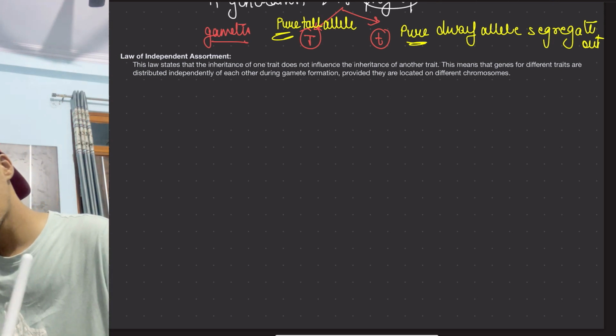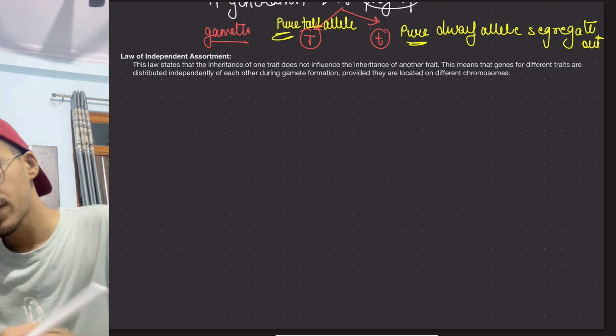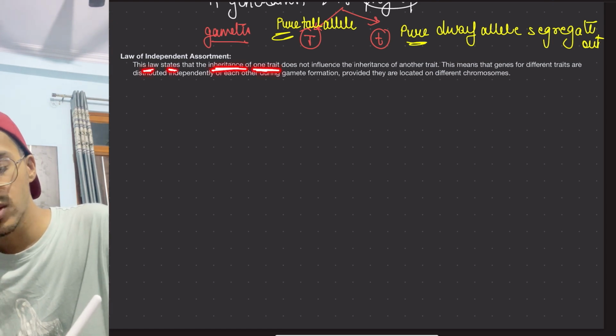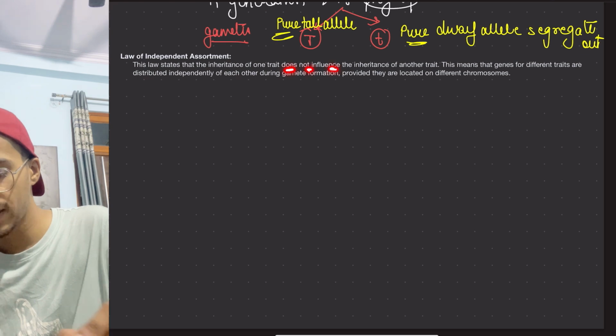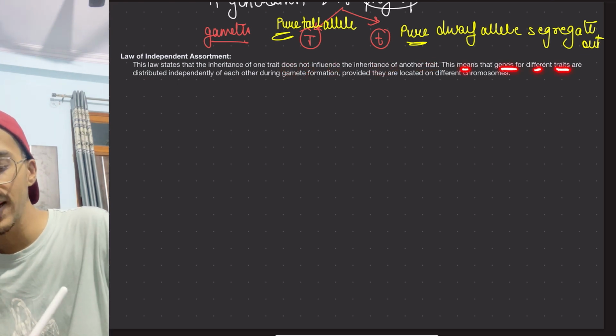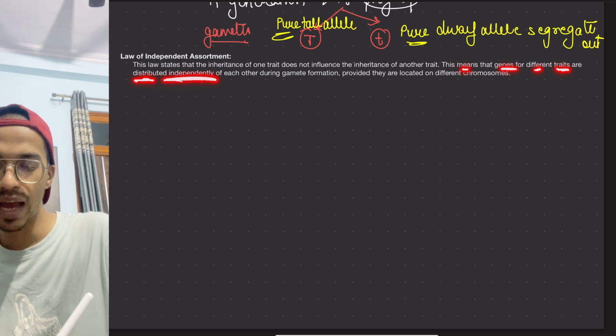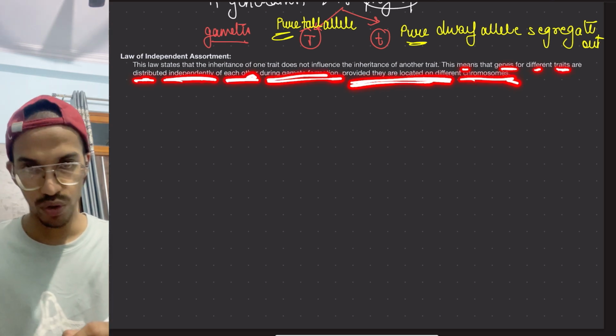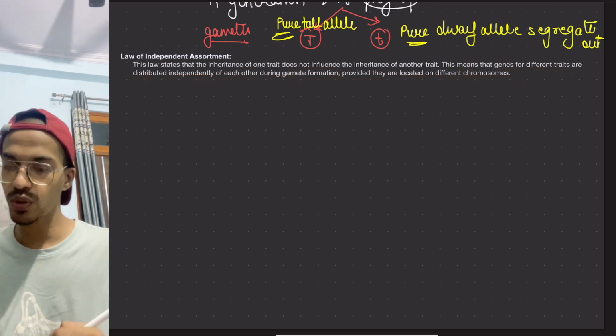Okay, so let's try to understand what they have written over here. This law states that the inheritance of one trait does not influence the inheritance of another trait. This means that the genes for different traits are distributed independently of each other during gamete formation, provided they are located on different chromosomes. Here, this thing is important to understand.